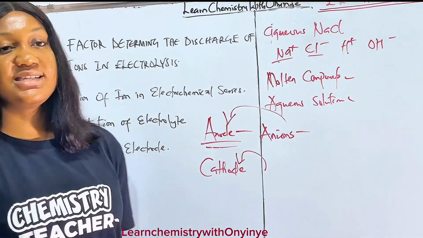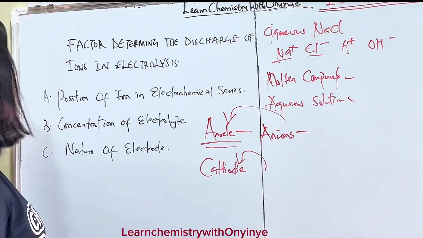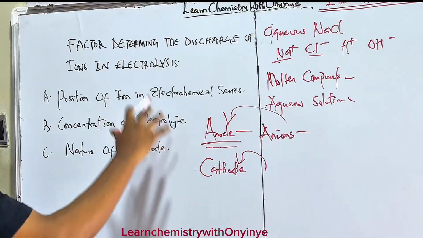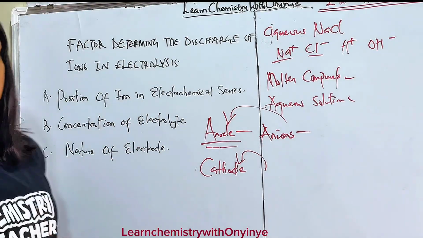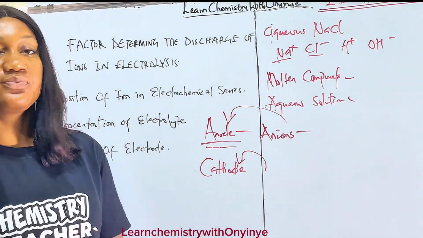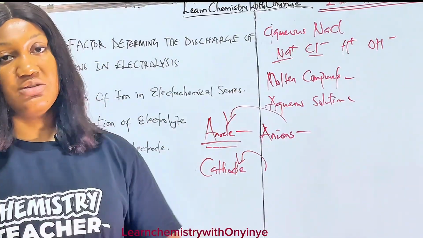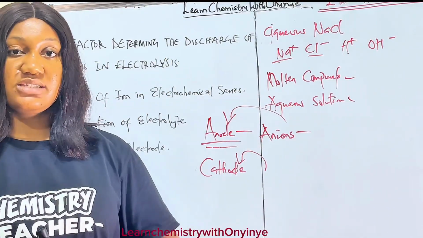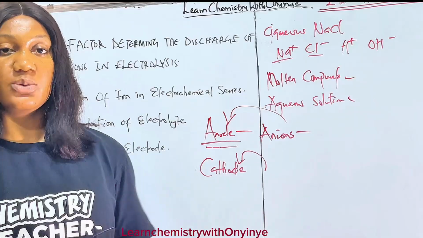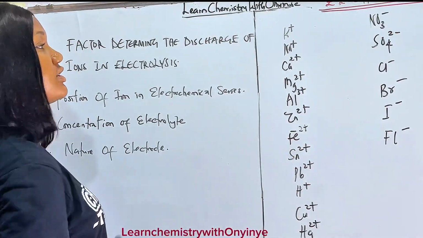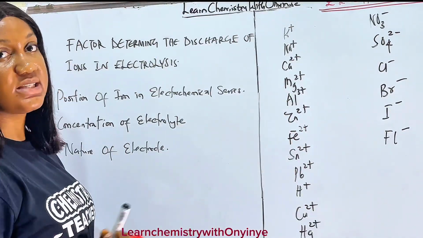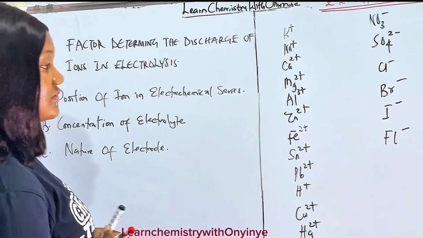So how do we know this? This is where we have the position of ion in the electrochemical series. Now I'm just going to give you the two electrochemical series we'll be using, the electropositivity series and the electronegativity series, quickly. So here is your electropositivity and your electronegativity series.